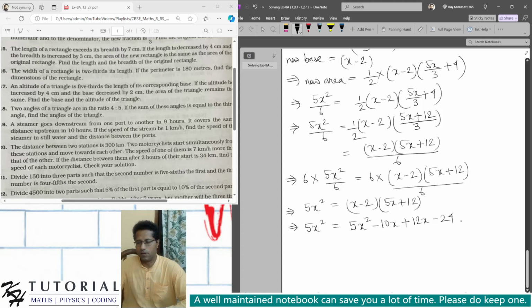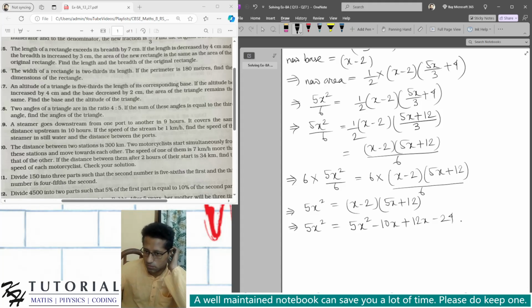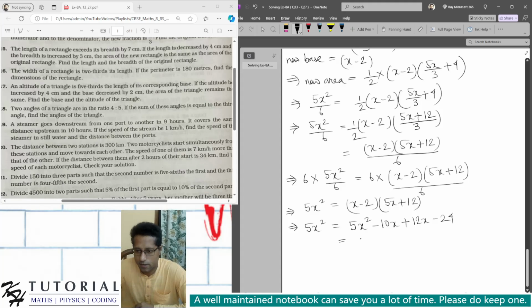You should be very comfortable in doing the product of two binomials, because the right hand side is x minus 2 multiplied by 5x plus 12. Both the expressions, x minus 2 and 5x plus 12, are binomials. So product of monomials with binomials, product of two binomials, and product of binomials with any polynomials, all these concepts must be very clear, and you should be very comfortable in doing this kind of operations on algebraic expressions.